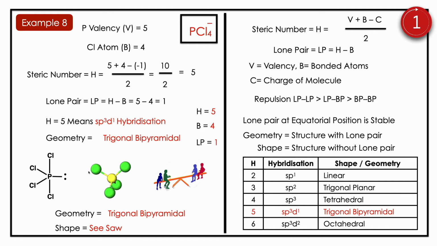So H5 means sp3d hybridization, which is trigonal bipyramidal. But you have one lone pair. Lone pair comes in equatorial. So if you look at it, it will be like a seesaw position. Because the lone pair is very small, it is not visible. So it will be like a seesaw. So geometry is trigonal bipyramidal. Shape is seesaw.